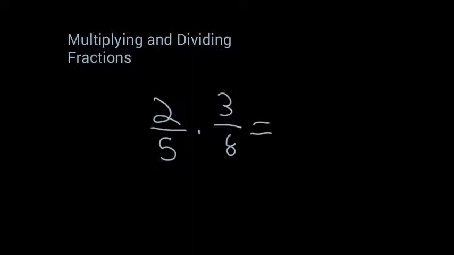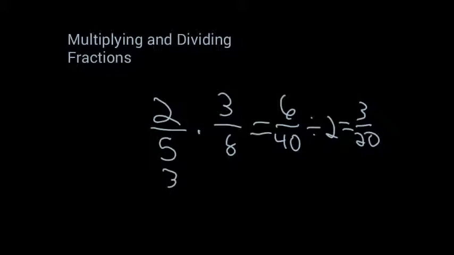So I'm going to do 2 times 3 is 6, and 5 times 8 is 40. Now I can reduce that by a factor of 2 to give me 3/20. Now you can also reduce before you multiply. So let me show you one of those.